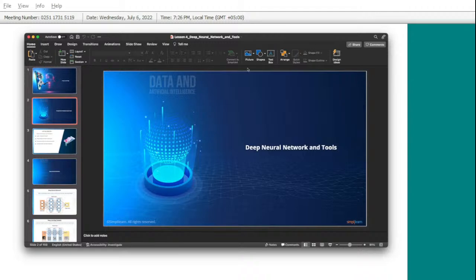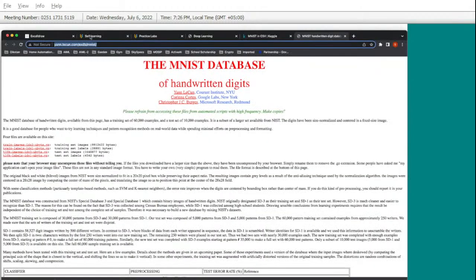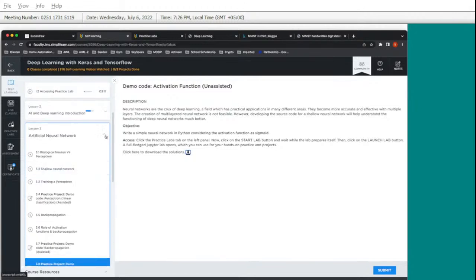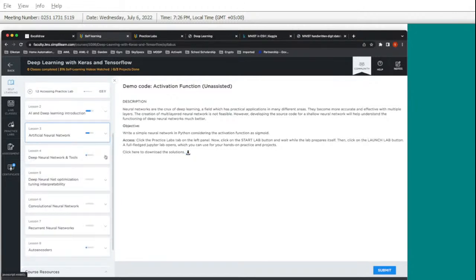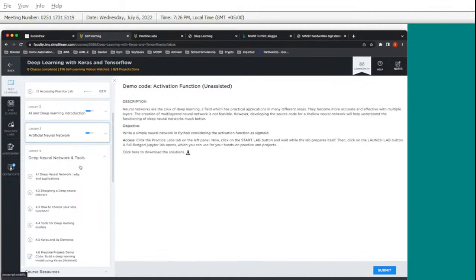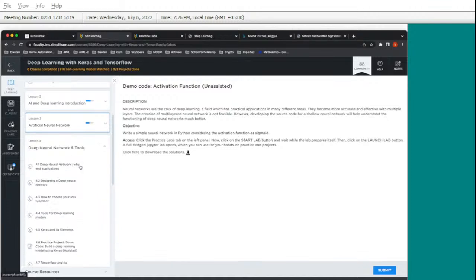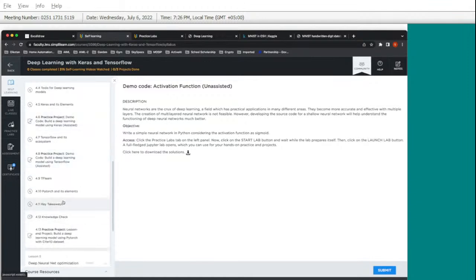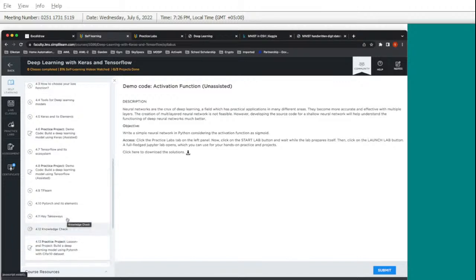Let us go to the self-learning page. Okay, if you go to the self-learning page, open lesson 4, deep neural networks and tools. What does it say? It says that there are essentially 13 things that we have to do except the knowledge checks, right?